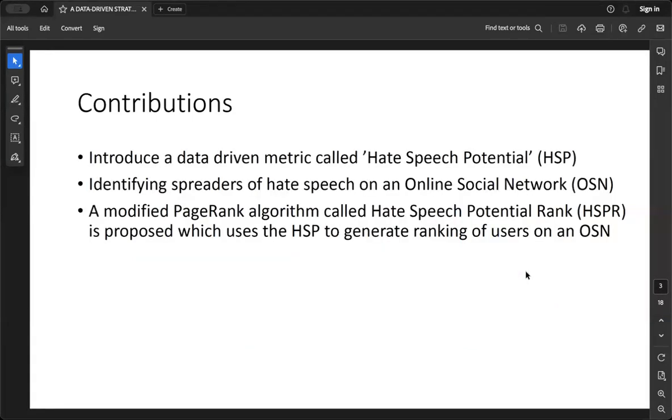So the main contributions of this paper were threefold. The first one was we introduced a data-driven metric called hate speech potential. The second one is using that data-driven metric to identify spreaders of hate speech on an online social network. And the way we did that is we utilized the traditional PageRank algorithm and we modified that, and we called it the hate speech potential rank algorithm to provide the hate speech potential rank of each user that will help us to differentiate a threatening node from a non-threatening node.